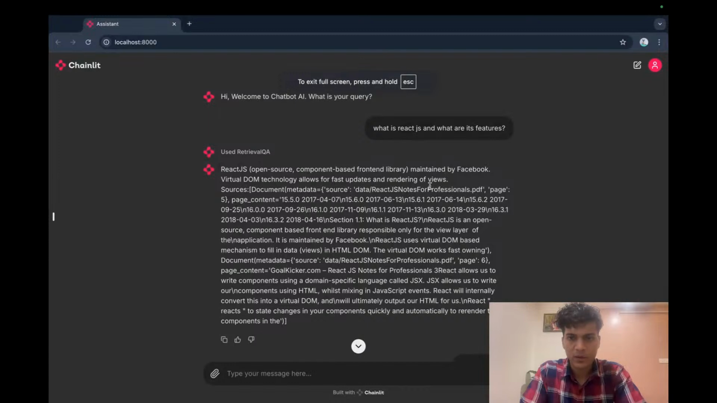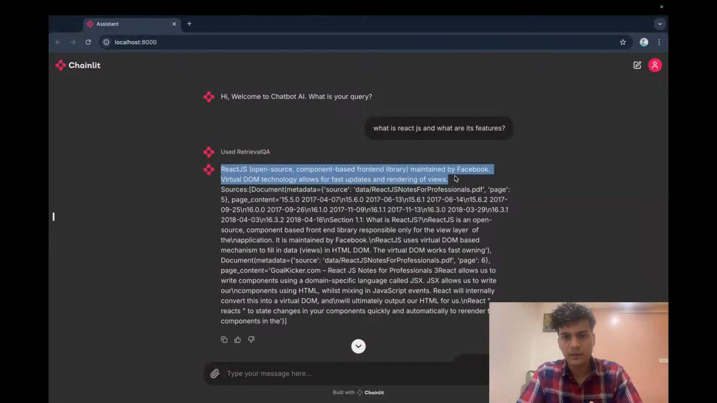So here is my chatbot. I asked what is React.js and what are its features. So here is my response. You can ignore this part, but this is my response. It's a small response, but for development purposes, I think this is good enough. If we have dedicated GPUs or a powerful system, we can train it better than this. Now it is giving me an accurate answer. It is a small answer, but it is an accurate answer. It is not a false answer. And it is also telling me which PDF file it used to get the answer.